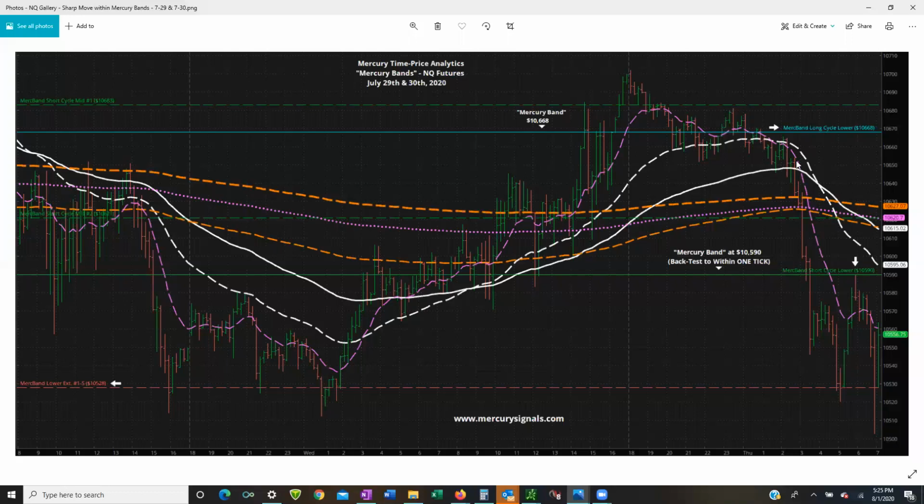Now, here's another example where you had a crossover. The fast oscillator crossed through this one. So notice where that level is. And this is what, NASDAQ?